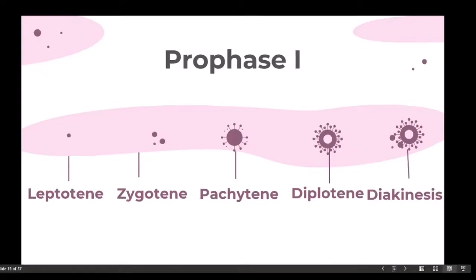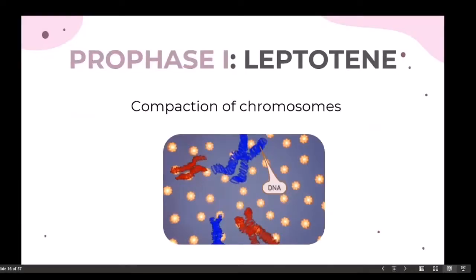sequence. In leptotene, the chromosomes start to become more compact, or the chromatin strands start to condense to become chromosomes. For the purpose of understanding the process more, notice that in the example figure, we have four chromosomes.